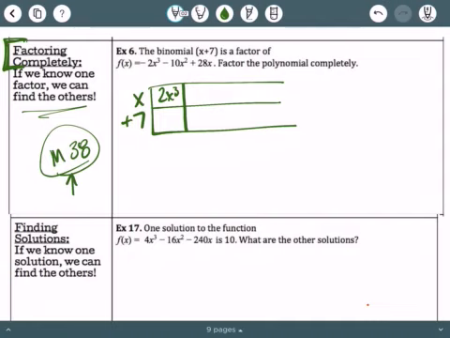So x times 2x squared is 14x squared. These two boxes need to make negative 10. So I need negative 24x squared. I have negative 24x. 24 times 7, I'm going to use my calculator. 24 times 7 is 168.